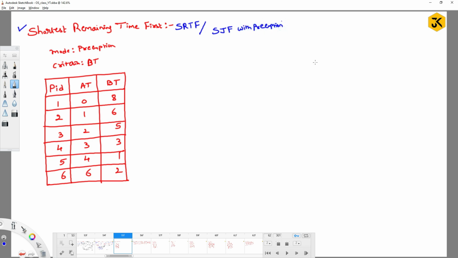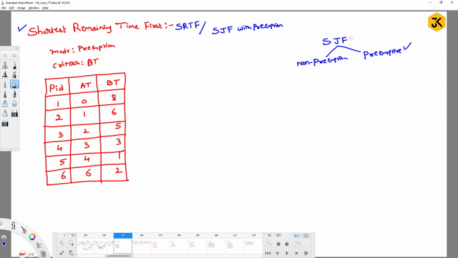Guys, in the earlier videos we have seen one of the algorithms called SJF, which means shortest job first algorithm, where by default it will be a non-preemptive algorithm, meaning processes won't be forcefully thrown out of the CPU. And another kind of SJF is the preemptive algorithm, which we will see in this particular video.